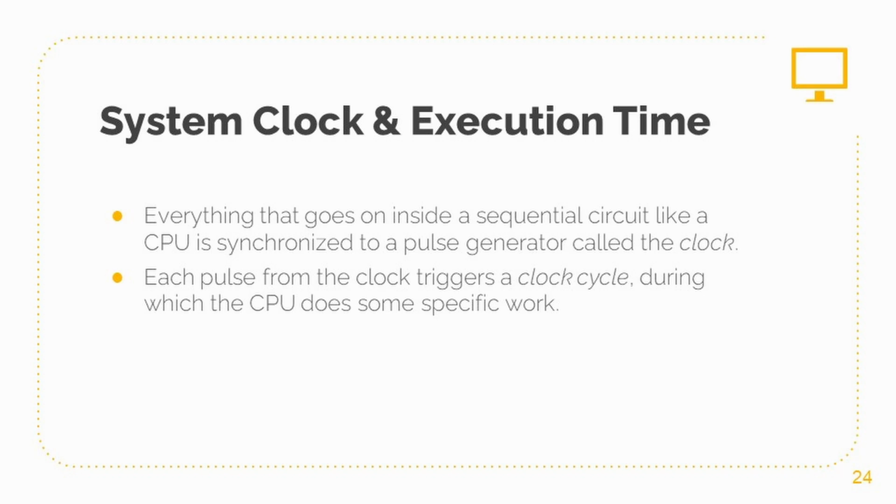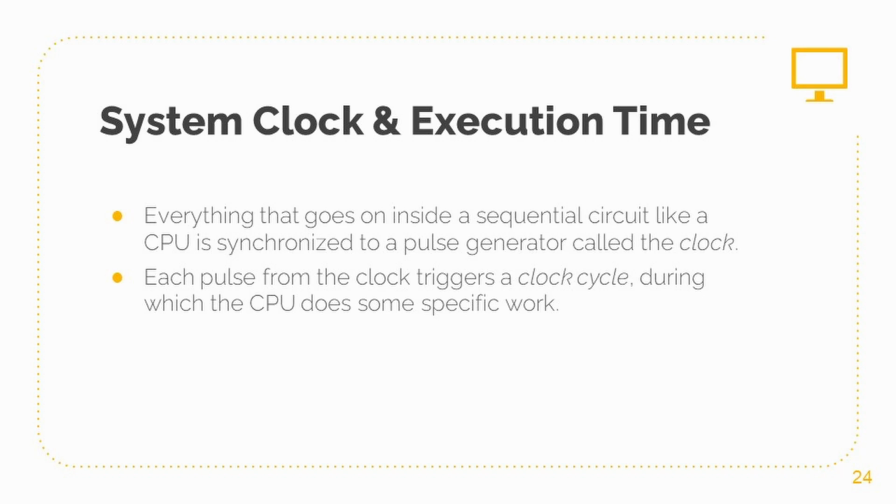The system clock is indeed a vital component in the operation of a sequential circuit like a CPU. It provides the timing mechanism that synchronizes the various operations within the CPU, ensuring that different components work together harmoniously. Here's how the system clock and clock cycles facilitate the execution of operations within a CPU.